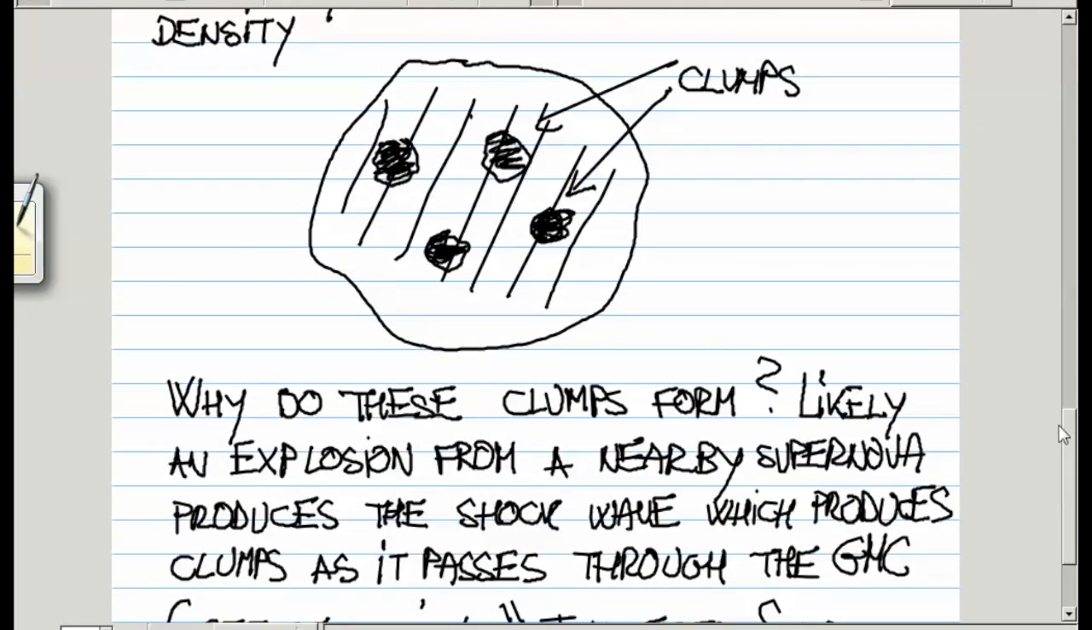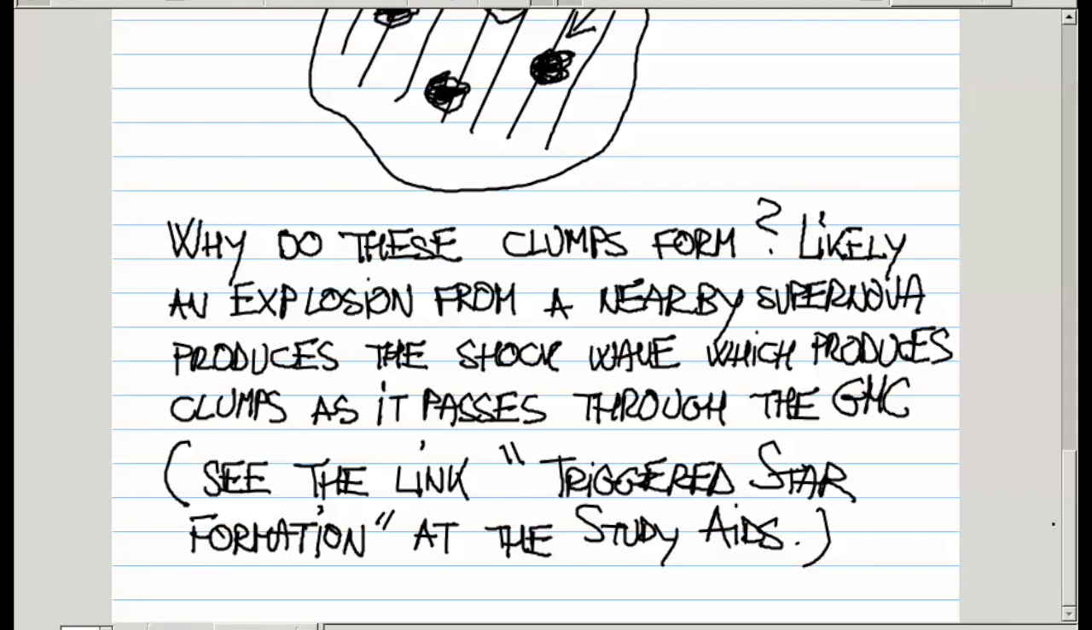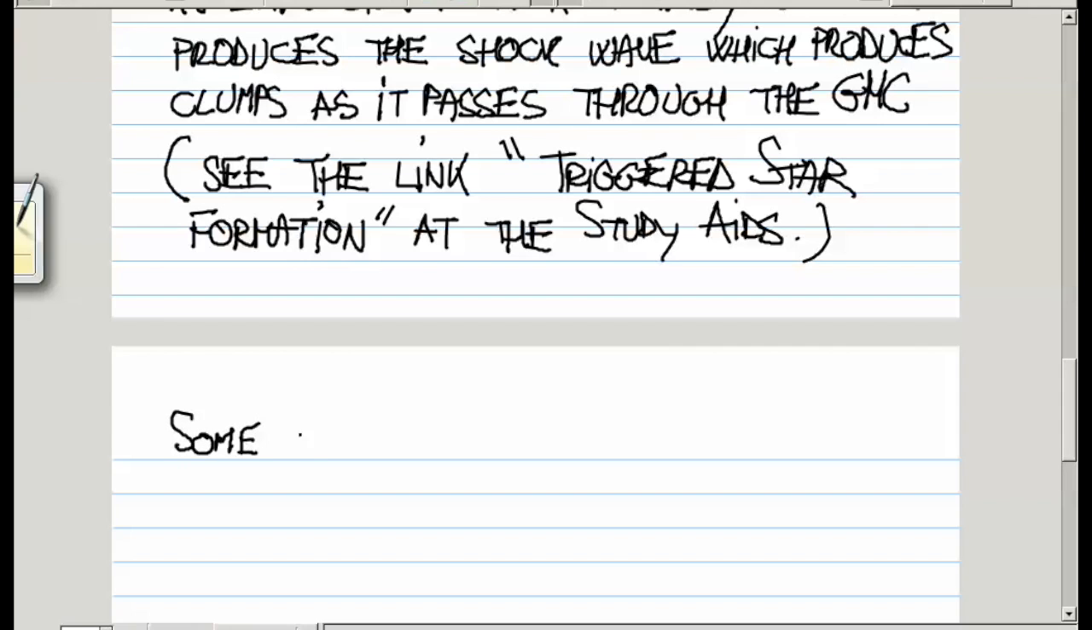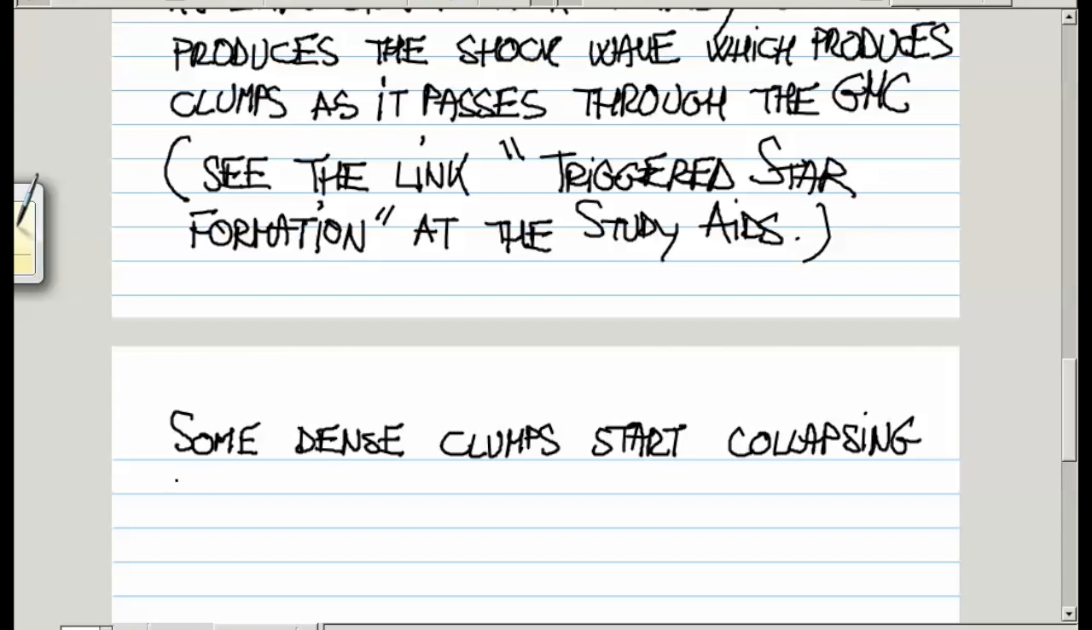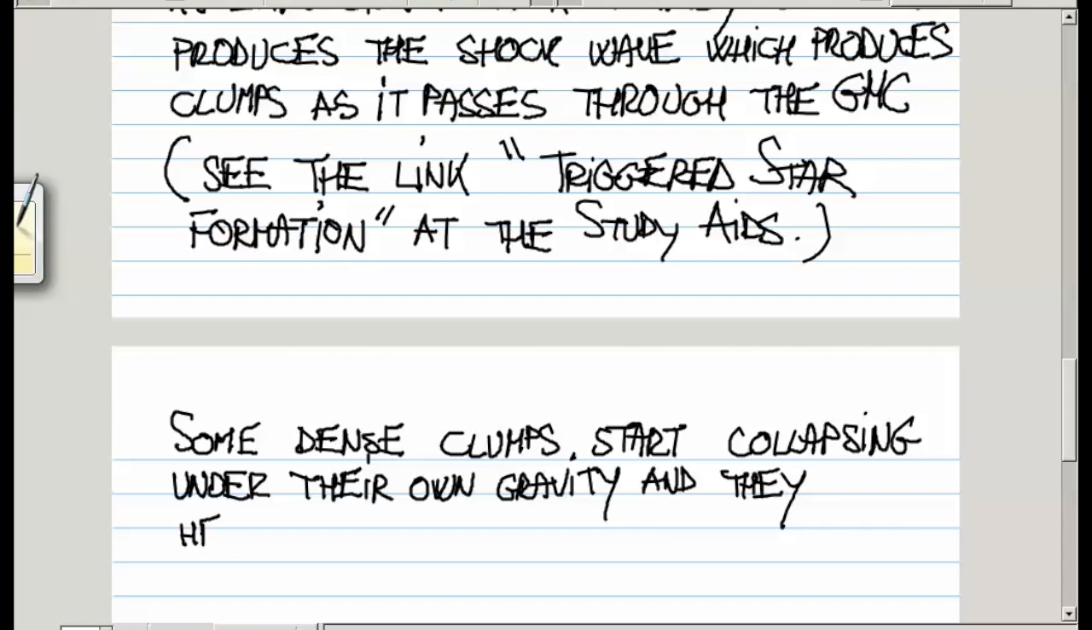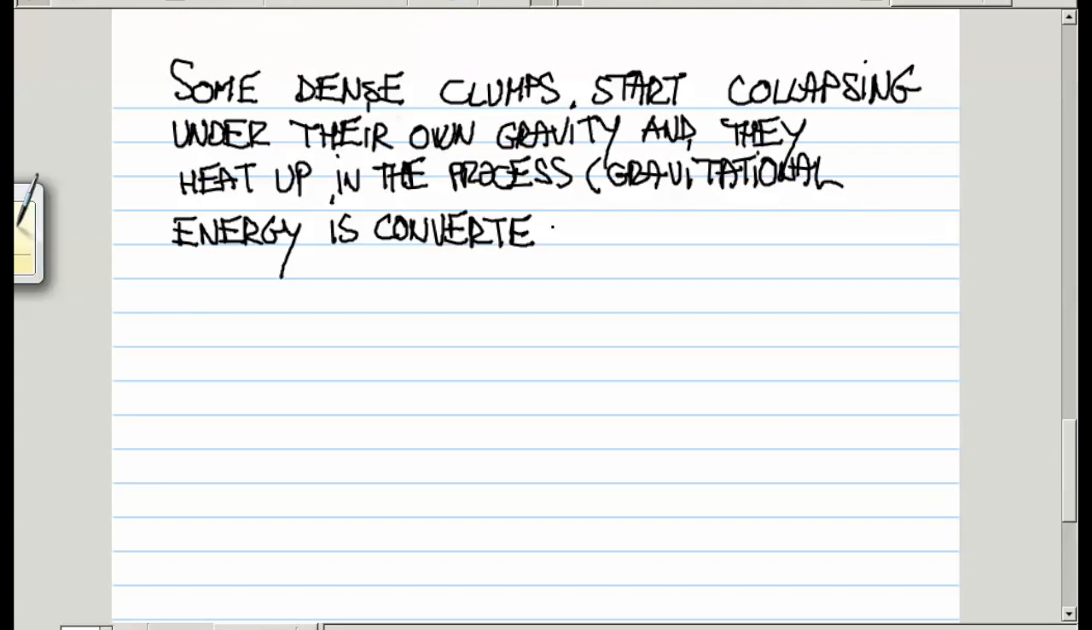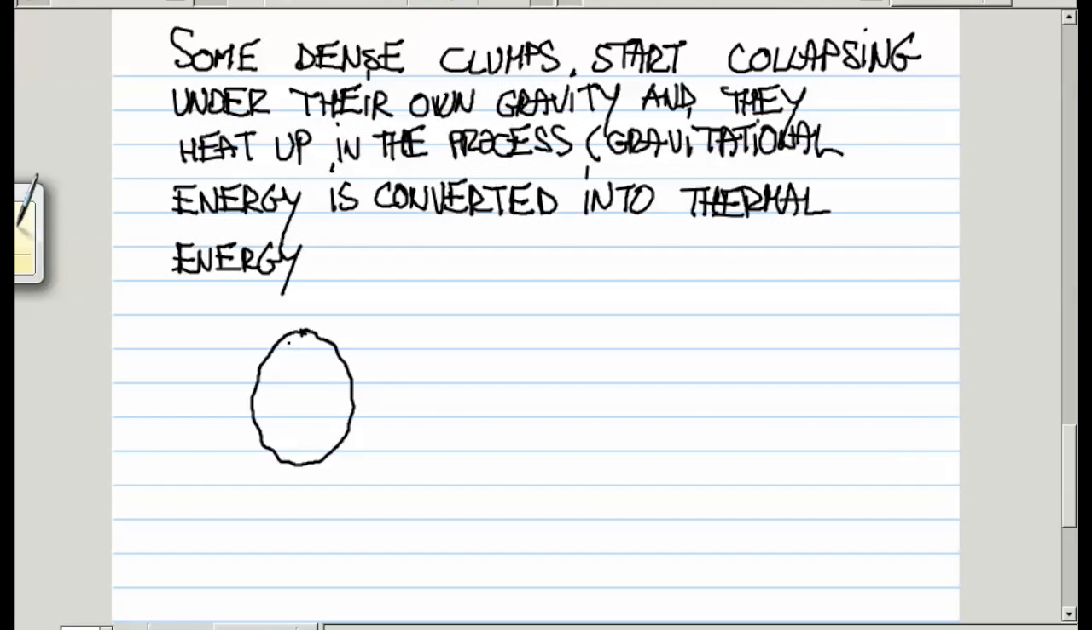Okay, so what happens is that those clumps that are dense enough will start collapsing under their own gravity. They start gravitational contraction. And as they contract, as the material falls in, that clump starts heating up. So in this process, the gravitational energy is being converted into thermal energy as the clump contracts.